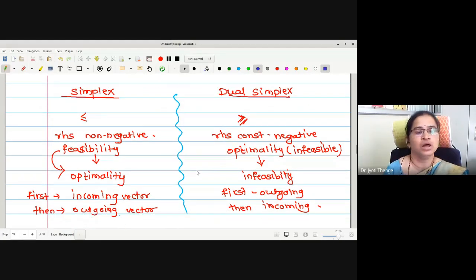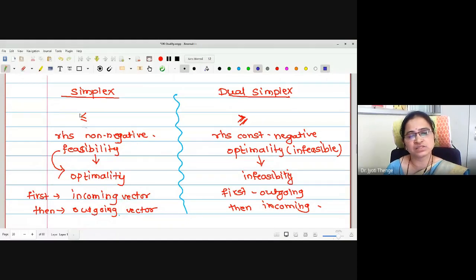Let me just recall. Simplex method is the algorithm we were using for solving the problems involving less equal type of constraint. Dual simplex method we were using for solving the problems with greater equal constraint. Here in simplex method, we are restricting the right hand side of the constraints to be non-negative in order to have the initial feasible solution. But here we are not restricting this. That is, while converting this greater equal constraint to less equal, we are multiplying with the negative. With this, the right hand side constant becomes negative, and that can be accepted.